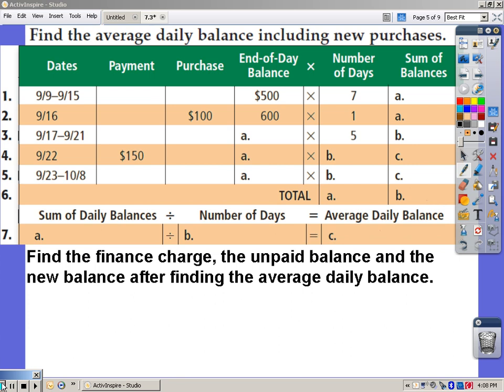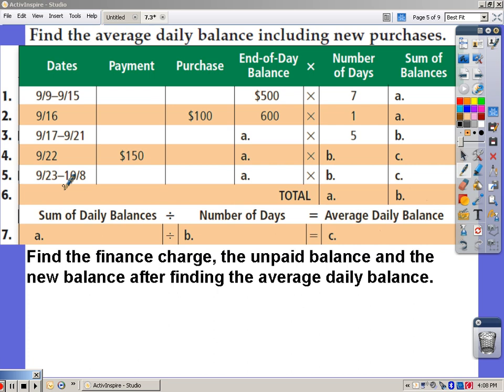Okay, let's go ahead and let's work this. Now notice, the dates in on this one go from 9/9 to 10/8. Okay? You need to ask yourself, how many days does September have? September has 30 days. Okay? So, we need to make sure that we don't get mixed up on counting our days off. Let's just start at the top. Let's work our way down.